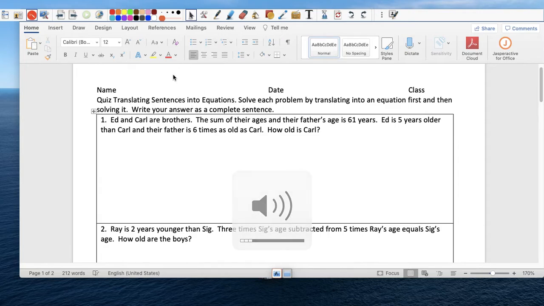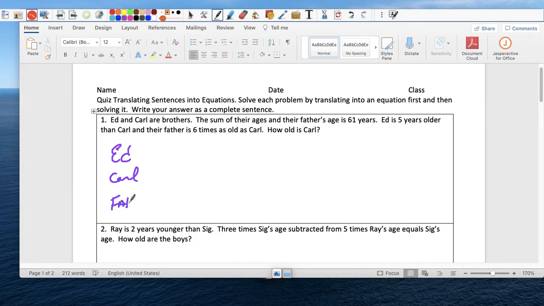Ed and Carl, the brothers, and their father: the sum of their ages is 61 years old. So there are three people, right? Let's call them Ed, Carl, and father. I know Ed is 5 years older than Carl, and their father. So everything is based on Carl. So Carl will be x.